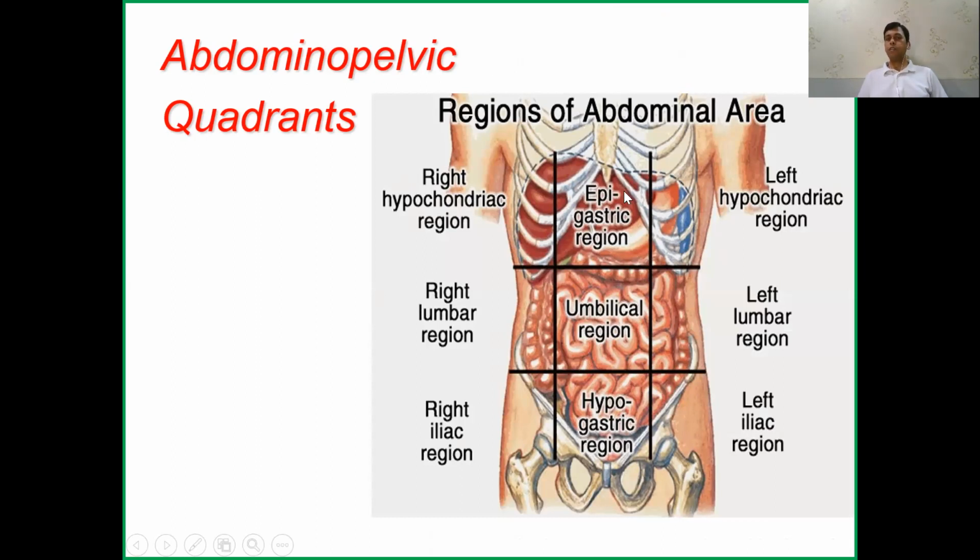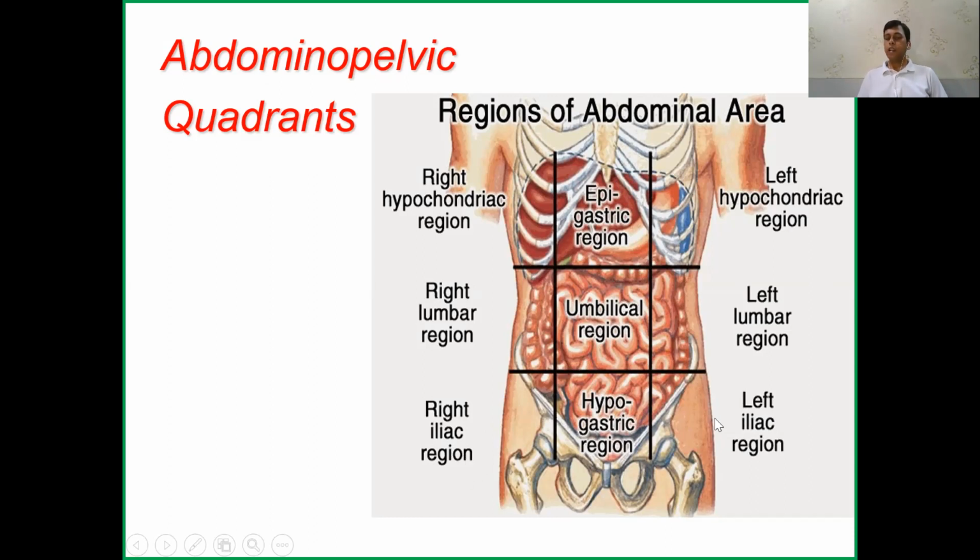epigastric region. Sometimes a patient will say they have pain over here, or in a book you will find epigastric pain. So epigastric pain means pain in the epigastric region. If you say pain in the umbilical region, this is the hypogastric region, in the center. And on the mid side, left, this part is called the left lumbar region, this part is called the right lumbar region, and this is the iliac region, right iliac region, left iliac region.